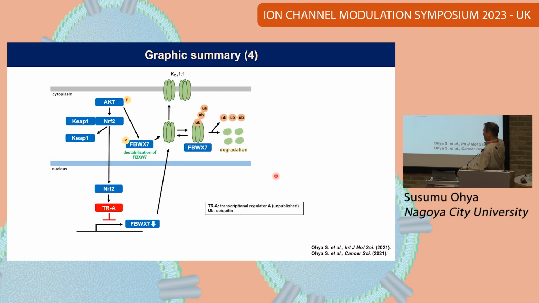Again, I showed the regulatory mechanism of KSA1.1 in cancer stem cells. AKT signal activation induced the transcriptional repression of FBXW7 and the destabilization of FBXW7 by phosphorylation. They inhibited the protein degradation of KSA1.1 and so induced the promotion of the membrane trafficking of KSA1.1.